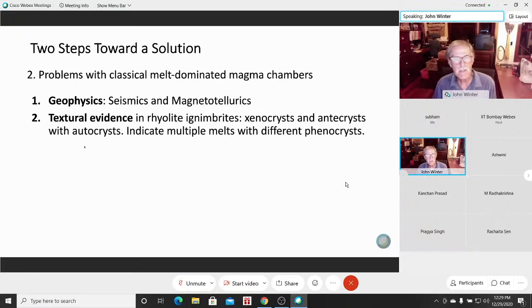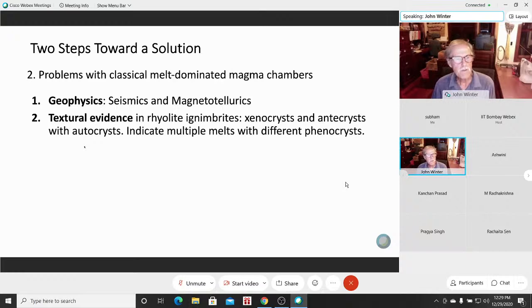Textural evidence. If you look at rhyolite ignimbrites in particular, because that's a place where you know that liquid came out recently, and that's where you'd expect to see a big magma chamber of granite underneath, again, that we don't, we find that all of those rhyolites have a whole bunch of different crystals that are not necessarily in equilibrium with themselves or with the matrix host.